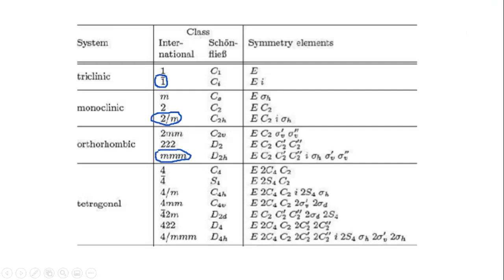Now if we go to tetragonal, we have this one and this one. So the point groups I circled are centrosymmetric point groups. So if you know your space group is in one of these point groups, automatically you know it's a centrosymmetric space group.